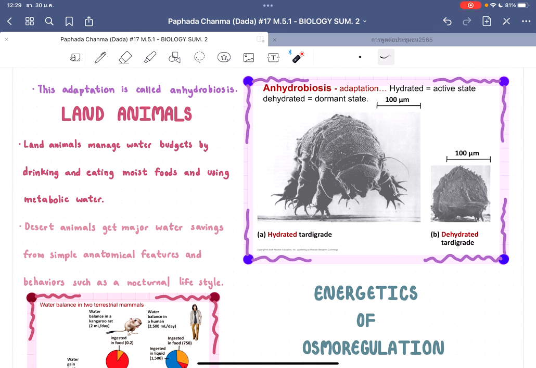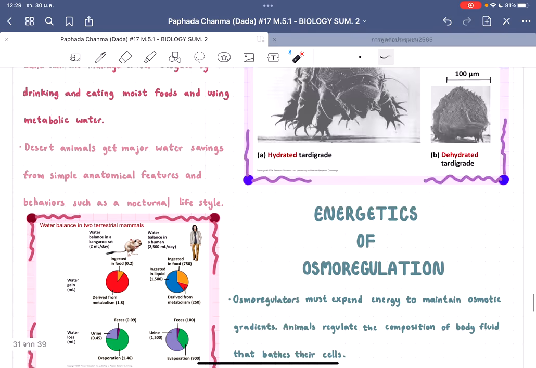Land animals manage water budgets by drinking and eating moist food and using metabolic water. Desert animals get major water savings from simple anatomical features and behaviors such as a nocturnal lifestyle.